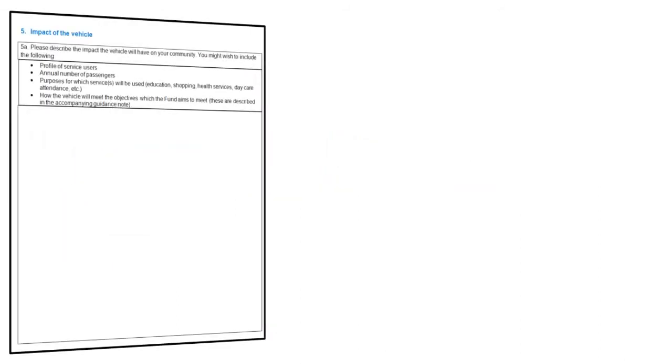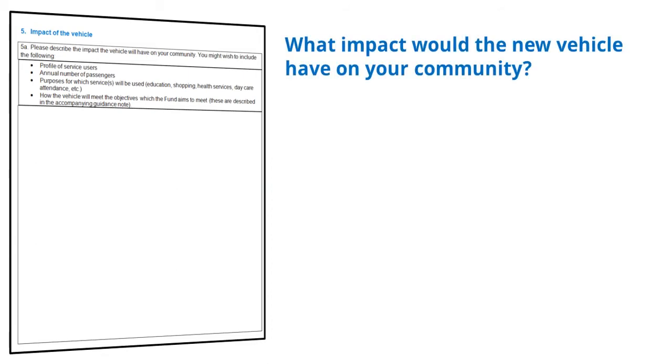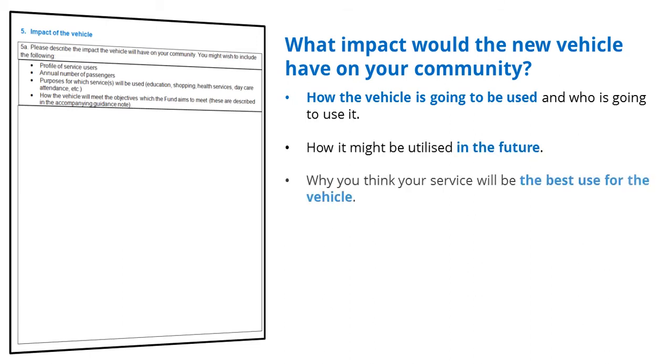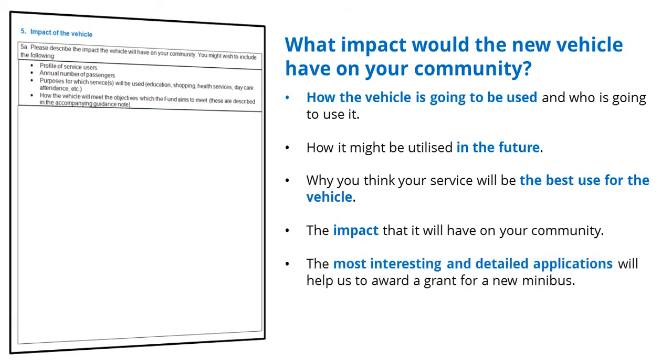Section 5A is the most important part of the application, which lets you explain what impact the new vehicle would have on your community. Think about how the vehicle is going to be used and who is going to use it, how it might be utilised in the future, why you think your service will be the best use of the vehicle, and anything else that you think demonstrates the impact that it will have on your community. Think outside the box. The most interesting and detailed applications will help us to award a grant for a new minibus. There are a few other points to note whilst filling in your application form.